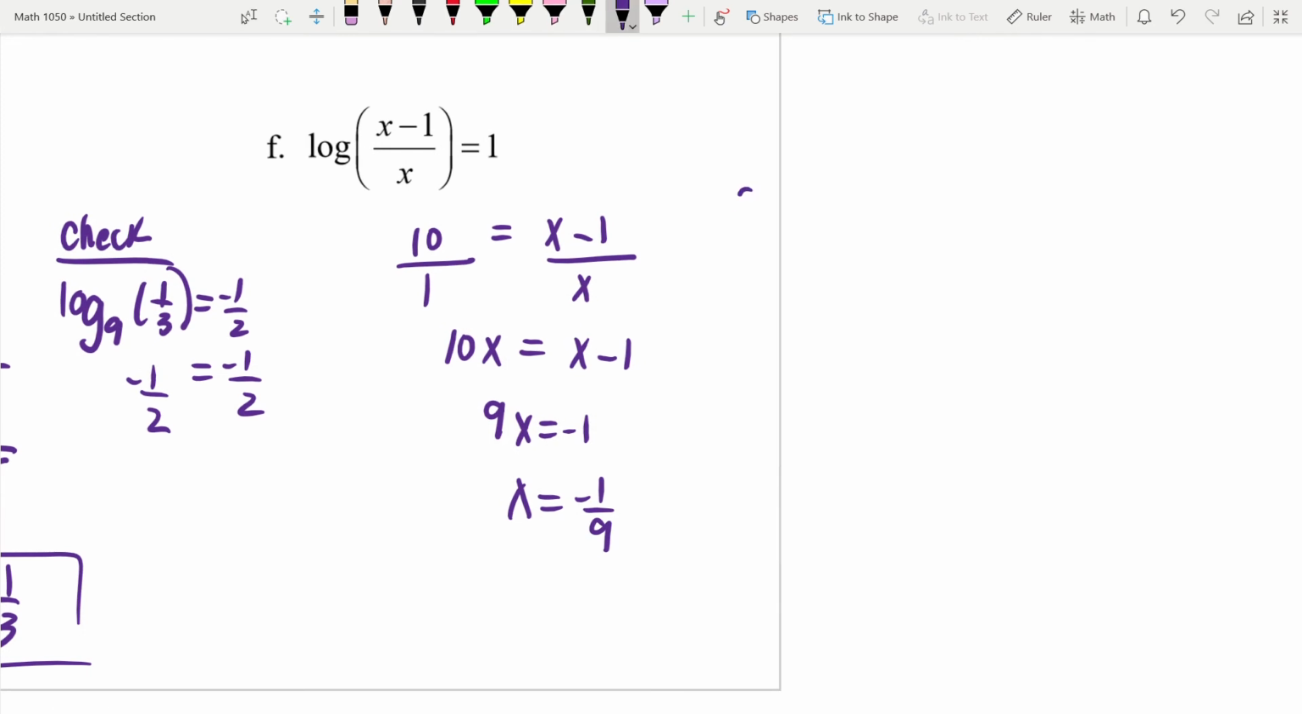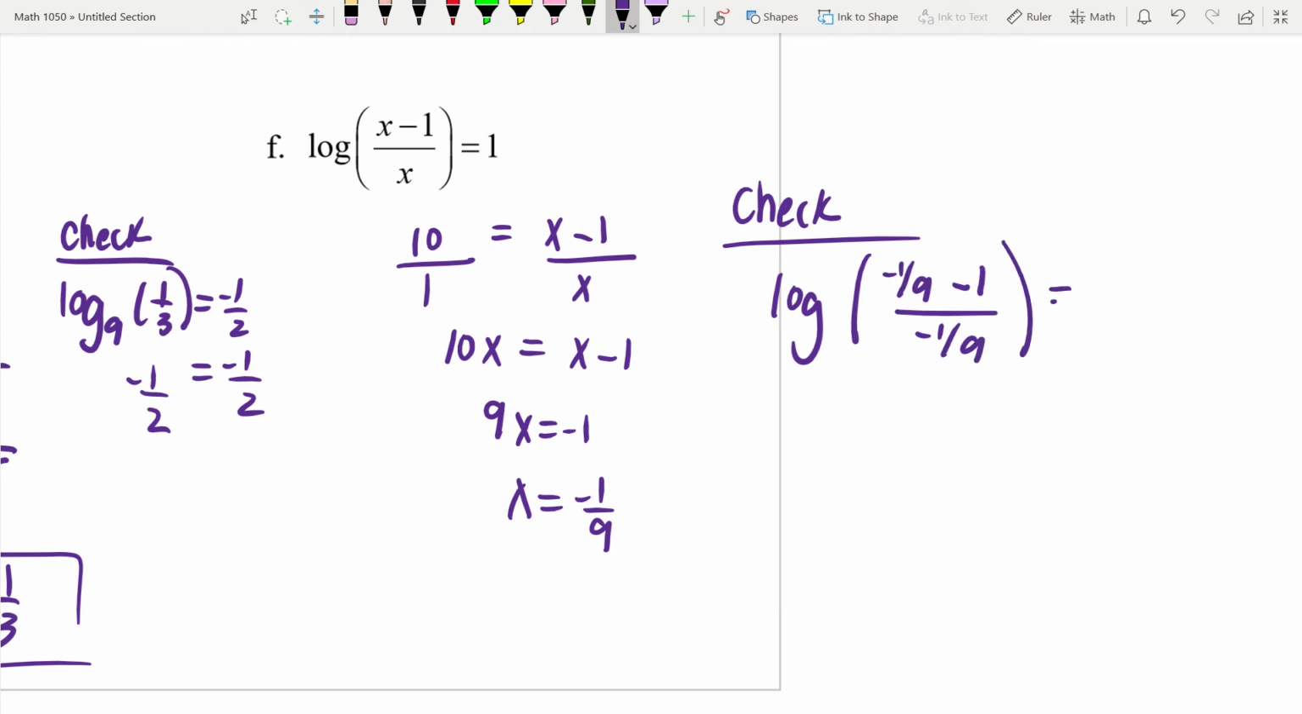I'm not done. Check. Everybody go log of negative 1/9 minus 1 over negative 1/9 equals 1. Now, you can store negative 1/9 in as A if you want to, and then every time you see a negative 1/9, just hit A. I think it's okay to put it in like this. It's not that bad, except you do have to add parentheses. Yes, you do. Okay, so everybody go log, and then parenthesis, negative 1 divide 9 minus 1, close your parenthesis, divided by parenthesis, negative 1 divide 9, close it, enter, and I got 1 equals 1. So it worked out fine.